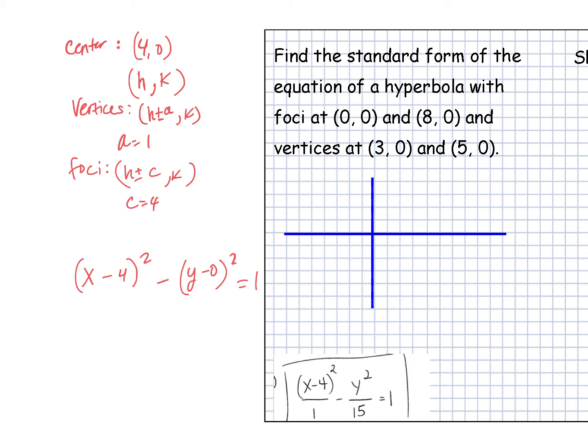I need my a squared. I need my b squared. Well, I have my a, so I could even fill that in. The last piece of information for my standard form is I need my b. So if I have an a and a c, I can find my b. So a squared plus b squared equals c squared. So b squared would be equal to a squared minus, nope, that's not right. C squared minus a squared is what I meant to write.